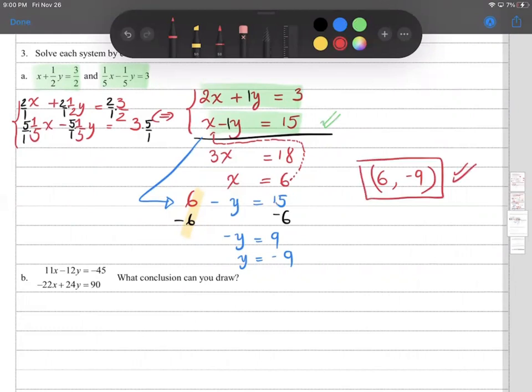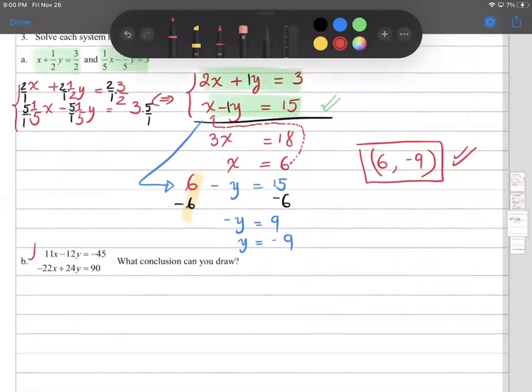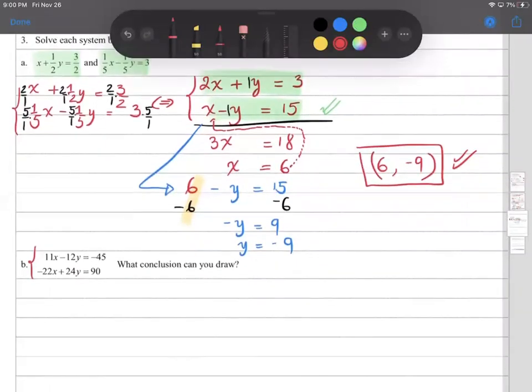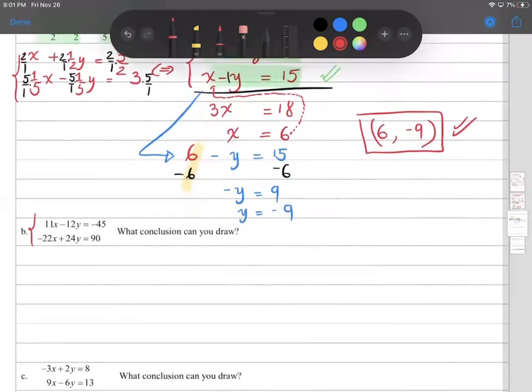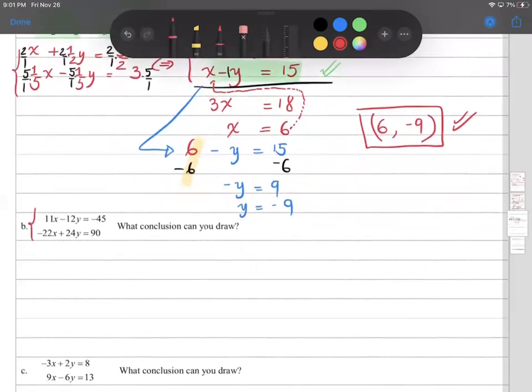Again, so you can check that by using decimals. All right, part B, we're gonna solve the system of equations using elimination, and at the end, we need to answer another question: what conclusion can you draw? Okay, so I'm gonna multiply the top by 2, because it looks like I want to eliminate x. So now I got equivalent equations.